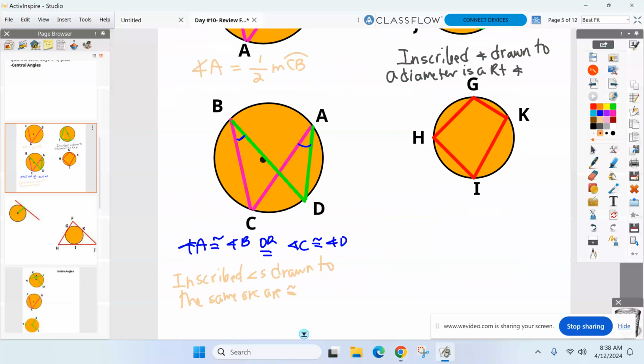Angle G equal to angle I? Not equal to each other. Not congruent. They do have a relationship, but it's not being congruent to each other. G and I have a relationship, and so do H and K. Not being equal, though. They are supplementary. There you go. They do add to 180 degrees.